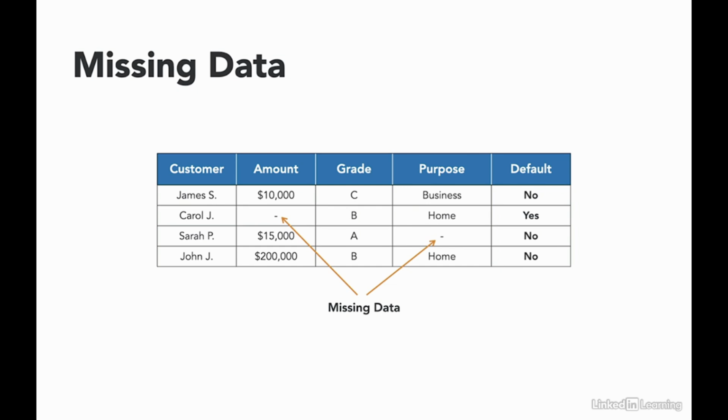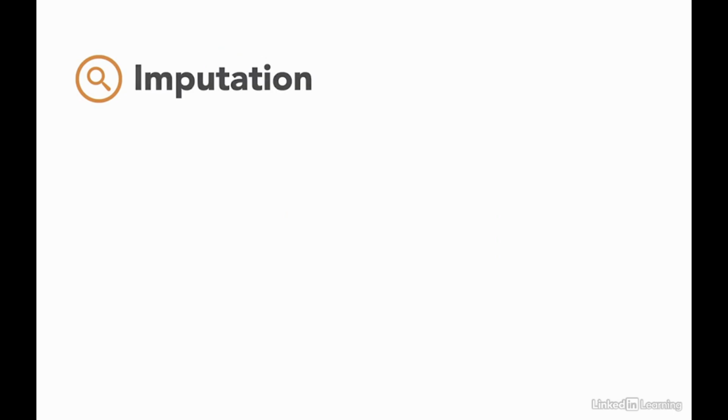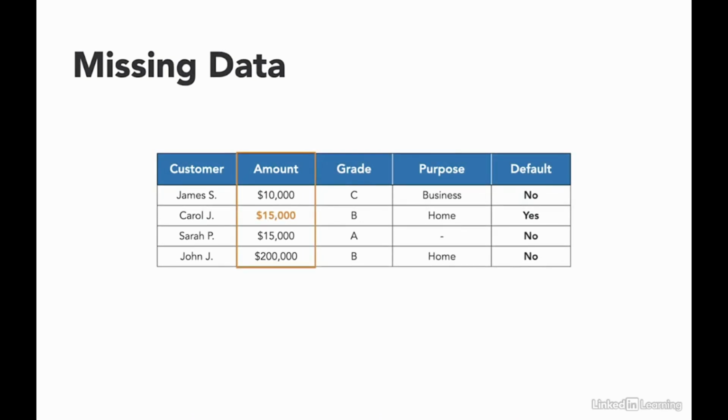There are several approaches to dealing with missing data. One approach is to simply remove all instances with features that have a missing value. Another is to use an indicator value, such as NA, unknown, or -1, to represent missing values. An alternative approach is to use a method known as imputation. Imputation is the use of a systematic approach to fill in missing data by using the most probable substitute value. There are several approaches to imputation, one of which is known as median imputation. With median imputation, we can resolve the missing value in the amount column by replacing the missing value with the median of the non-missing values.